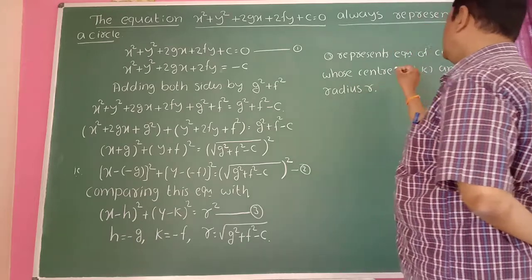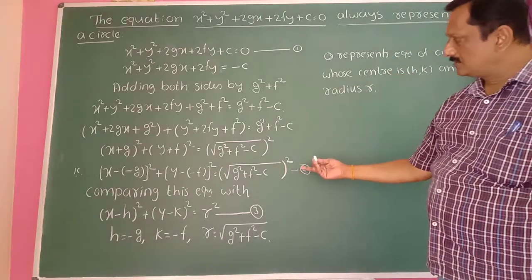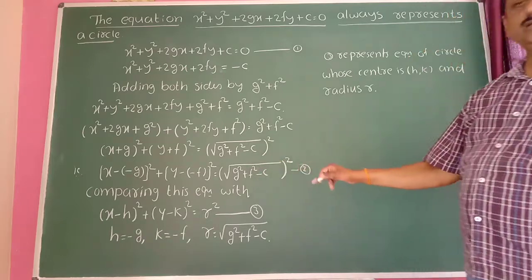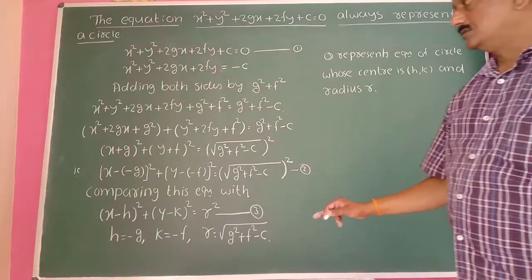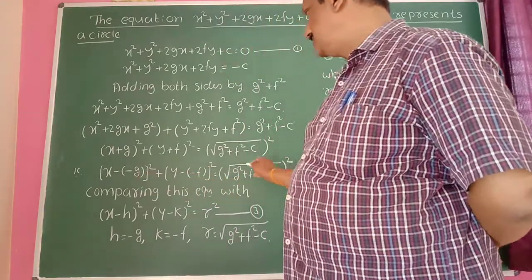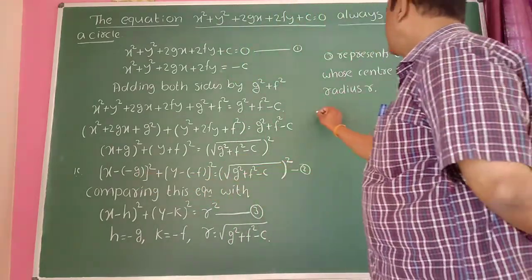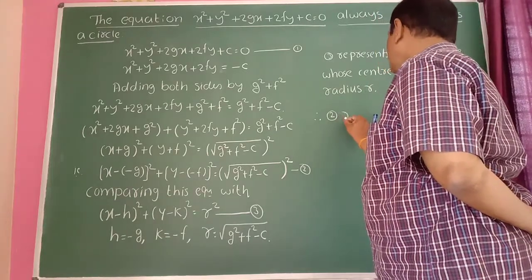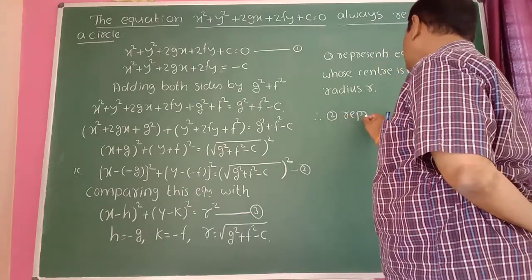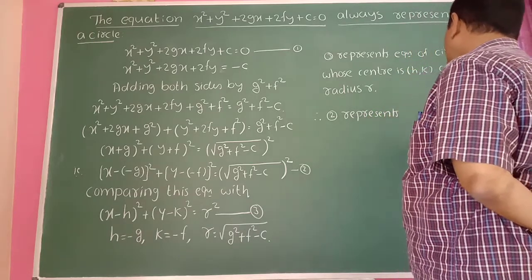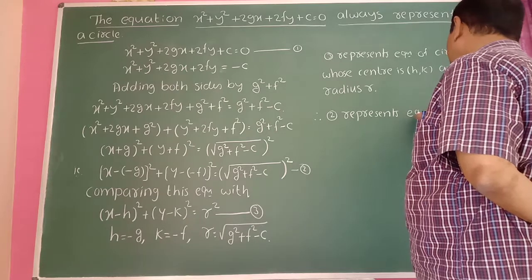Radius is r units here. Even equation 2, just like equation 3, means equation 2 also represents a circle here. Suppose the center is (-g, -f) and the radius is this here. Therefore, 2 represents the equation of a circle.